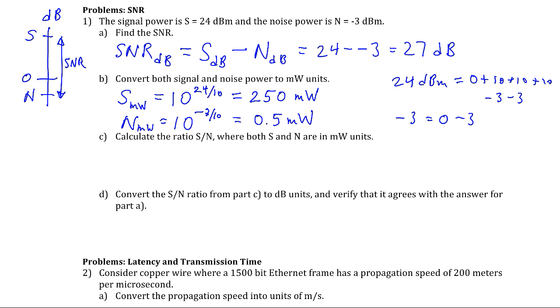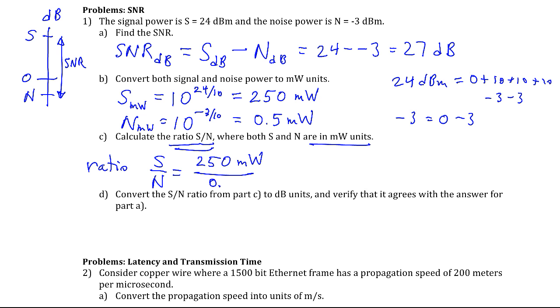And now we're going to calculate the signal-to-noise ratio, the ratio S divided by N, where they're both in milliwatt units. So the ratio S by N, which is really the signal-to-noise ratio as a ratio in linear units, is 250 milliwatts divided by 0.5 milliwatts. And this we know is a ratio of 500. So this is the SNR in linear units, or in other words, as a ratio.